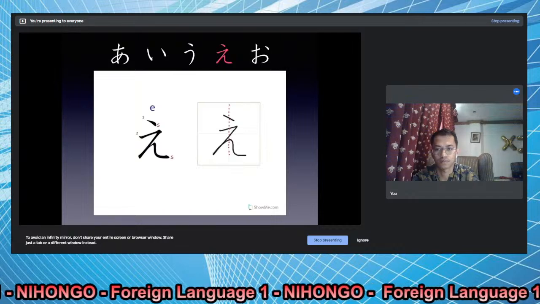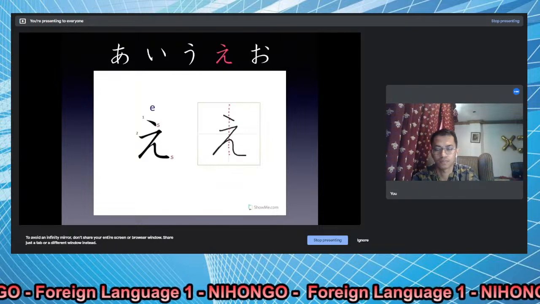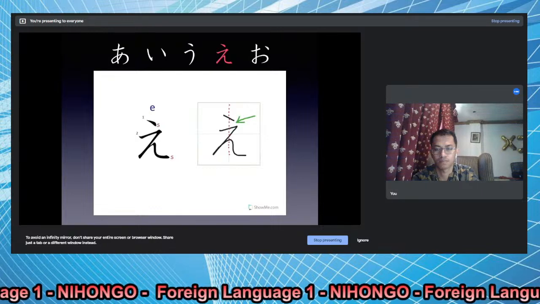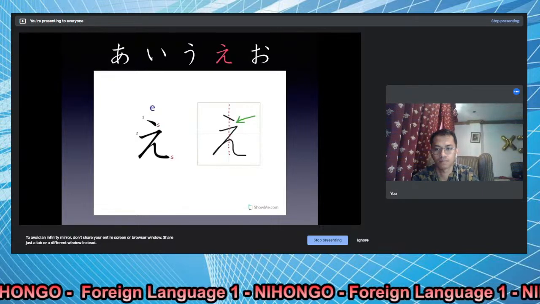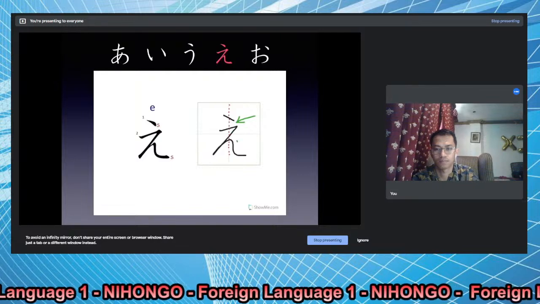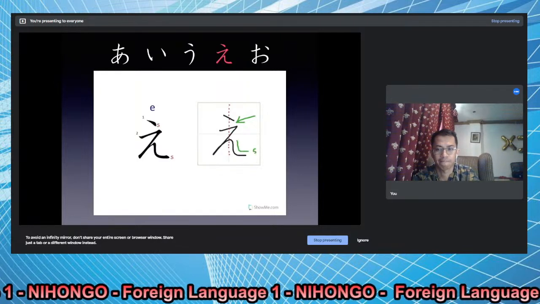Stroke number 1 and 2 are not supposed to touch each other again. Please pay attention to the ending of stroke number 3. You come down and then stop.